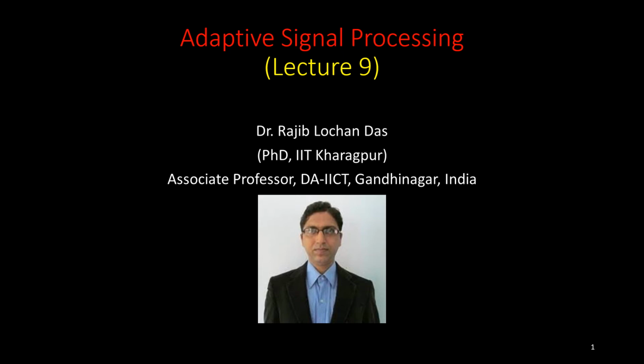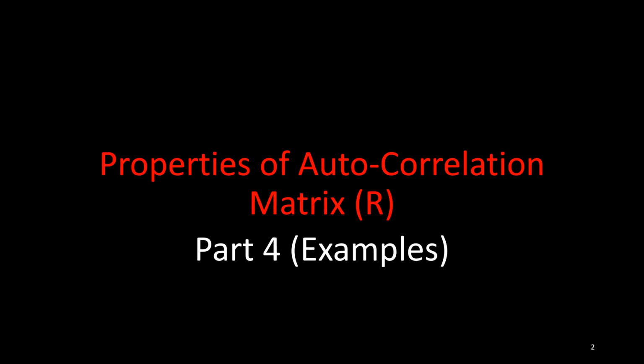Welcome to the ninth lecture on the adaptive signal processing course. In this video, we will continue our discussion on properties of the autocorrelation matrix R, and this is the last part. Here I will give you a few examples of capital R, and then we will discuss their properties.